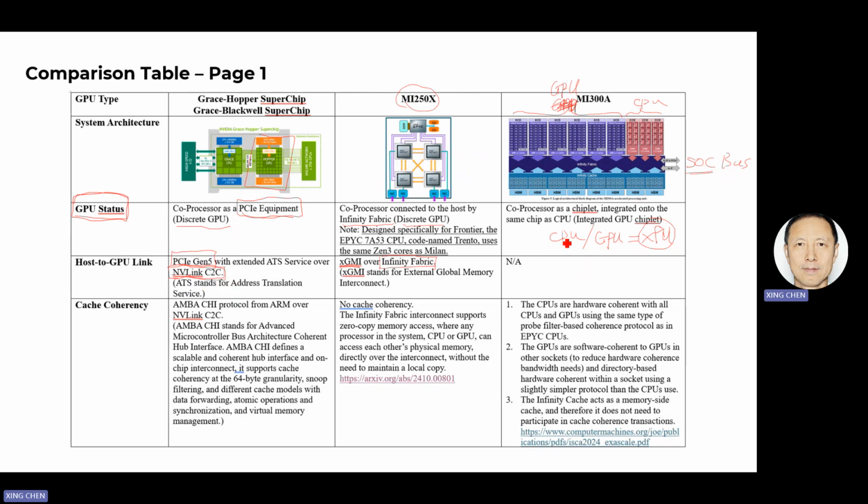But the fact is that for MI300A, because the GPU is directly in the very center of the chip, it's an XPU. It's no more a discrete GPU. It's no more a PCIe equipment. It's directly in the center of the system. So there is no link between this GPU and the system, the host, because it's already inside the very center of the host.